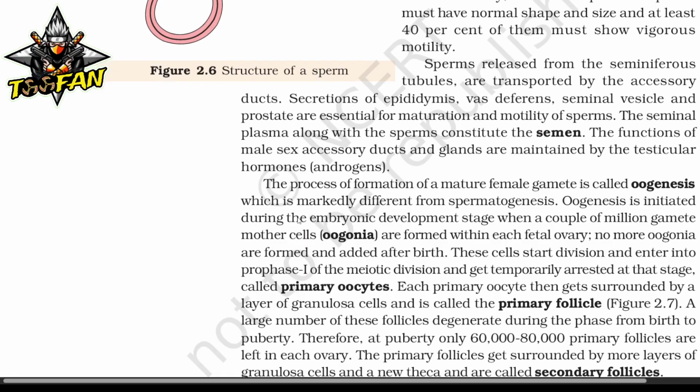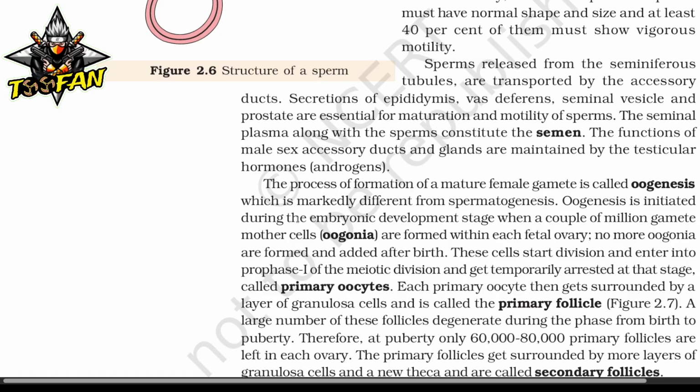The process of formation of a mature female gamete is called oogenesis, which is markedly different from spermatogenesis. Oogenesis is initiated during the embryonic development stage when a couple of million gamete mother cells, oogonia, are formed within each fetal ovary. No more oogonia are formed and added after birth. These cells start division and enter into the prophase I of the meiotic division and get temporarily arrested at that stage.